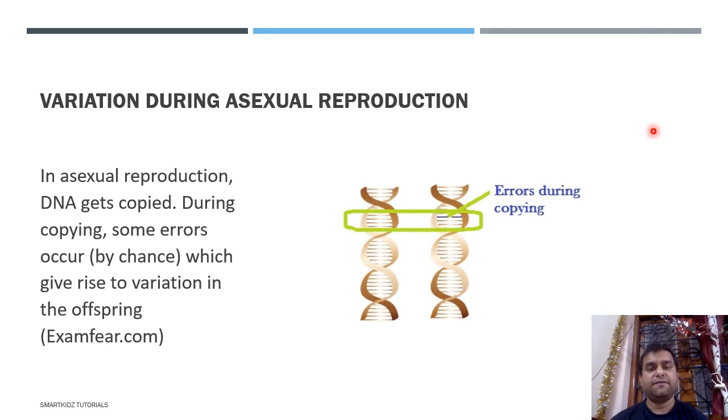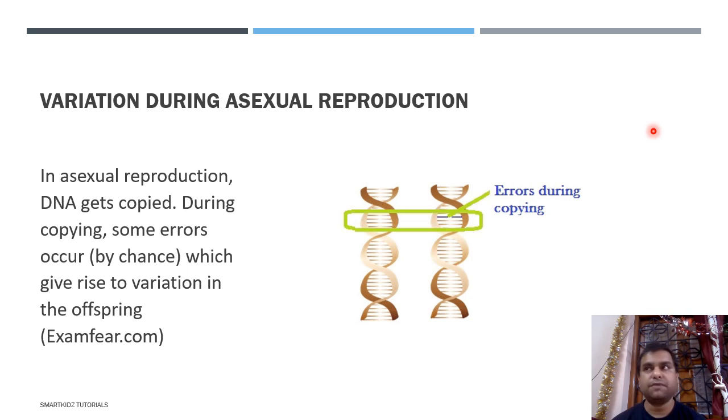As I have mentioned, variation in sexual organisms, I mean those organisms reproducing sexually, happens because of genetic material coming from two different individuals and mixing up. In case of asexual reproduction, where two individuals are not involved and just one individual is there, errors occur during replication. The replication process is not very foolproof.